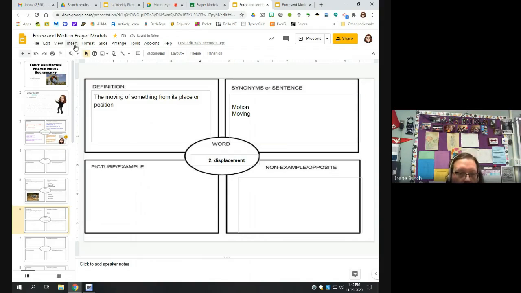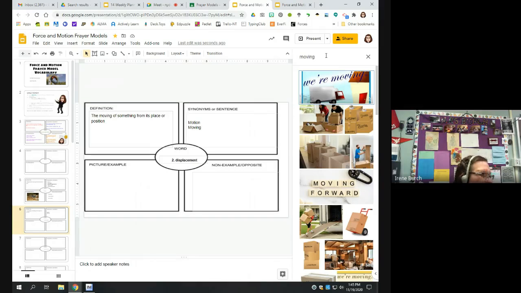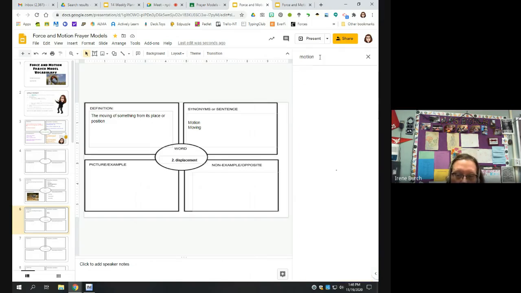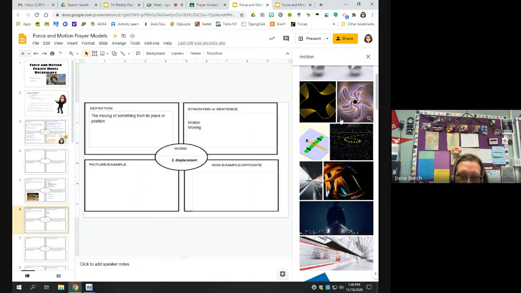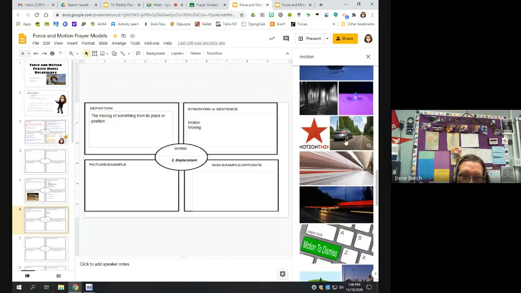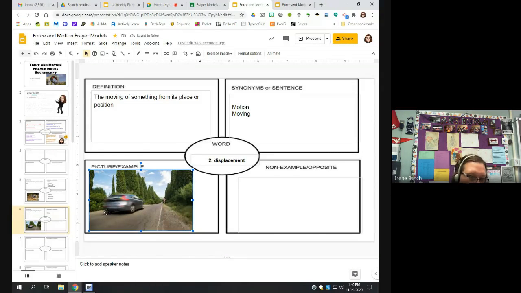picture or example, if I type in moving, I get like moving boxes. So you got to be careful with your Google search. Make sure that it's a picture that makes sense to you. So Jacob, make sure those pictures that you put in yours, you understand what they're showing you there. So I like this one with the blurry car, because that makes me believe that it's moving, right? It's being displaced. It's going from one place to another. And they're like traveling, right?